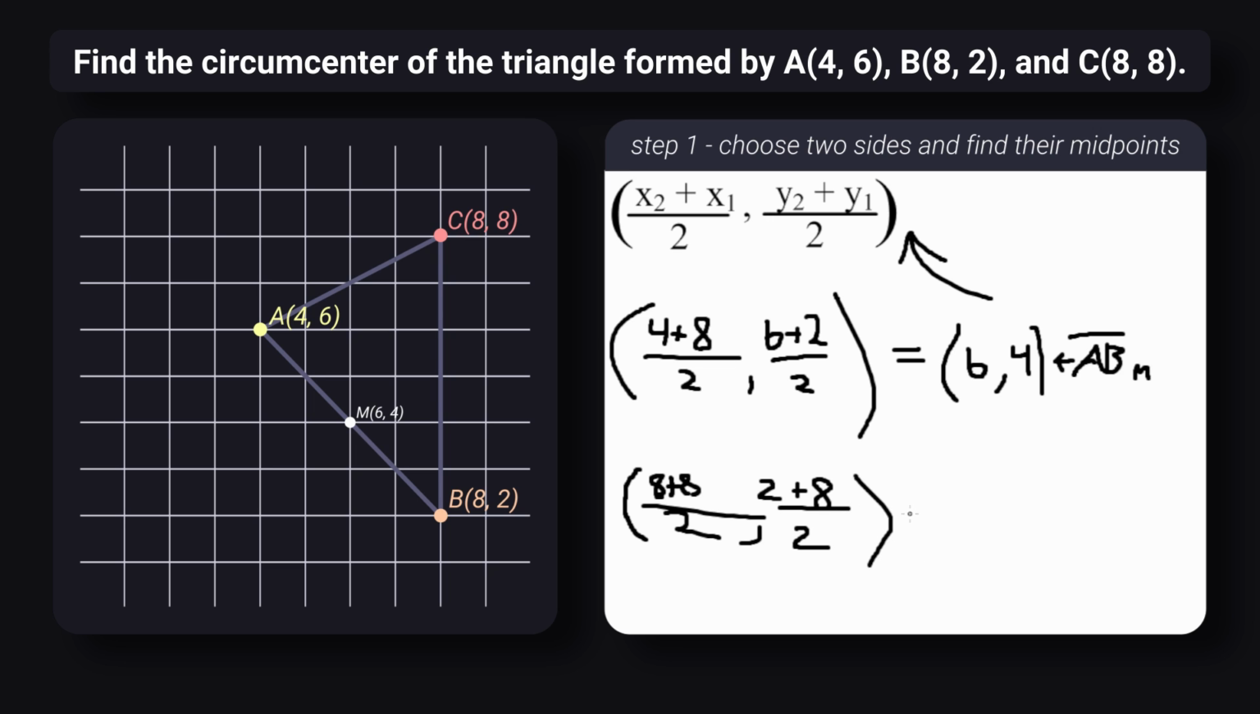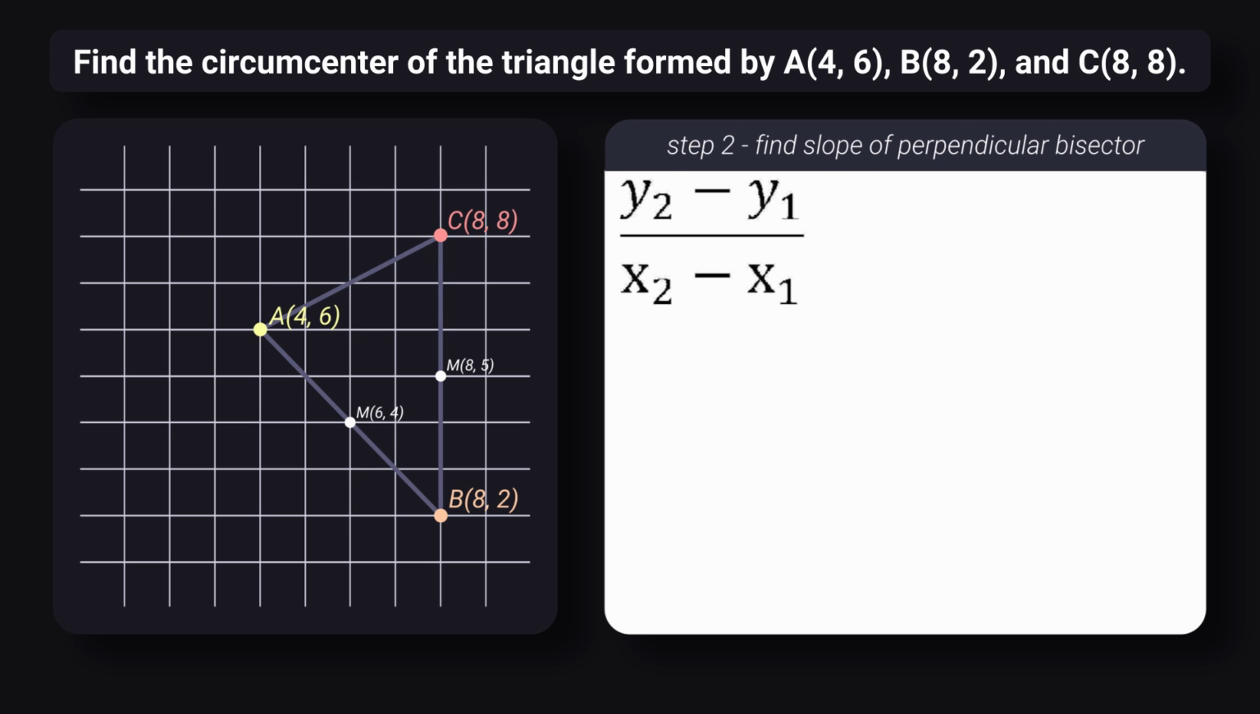And simplify that down, so that is equal to, well, 8 plus 8 is 16. So 16 divided by 2 is 8. 2 plus 8 is 10. 10 divided by 2 is 5. So this is our second midpoint, which is the midpoint of side BC. So we have our 2 midpoints now. Remember this, and I'm going to move on to the next step.